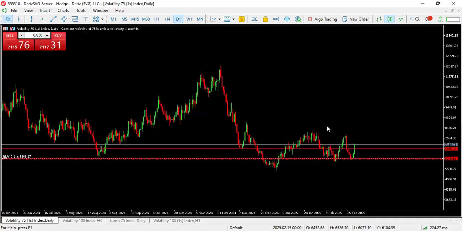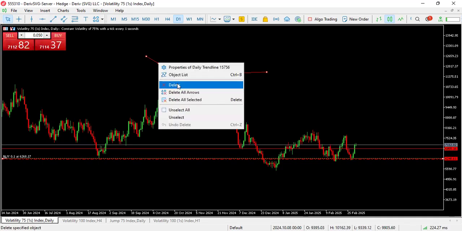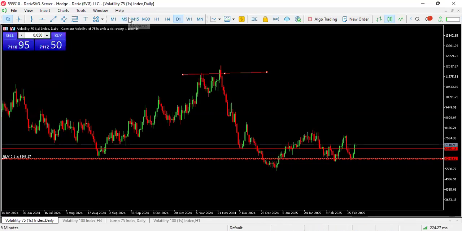Very simple. Let me give an example. Let's say here is your key level, and you are selling from here. If you are selling from here, your stop loss is above. When you are putting the stop loss, go to a lower time frame. Let me give you an example.